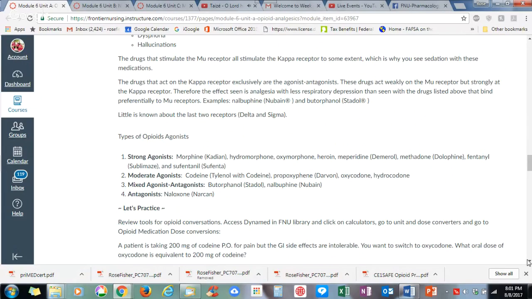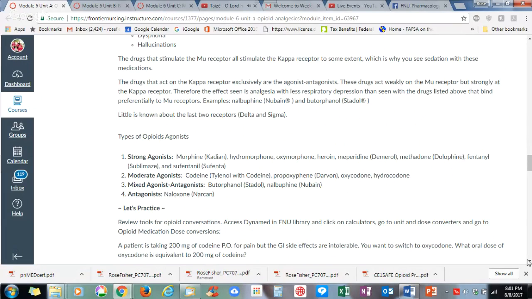These drugs act weakly on the mu receptor, but strongly at the kappa receptor. Therefore, the effect seen is analgesia with less respiratory depression than seen with the drugs listed above that bind preferentially to mu receptors. Examples are nalbuphine, such as Nubain, and butorphanol, such as Stadol. Little is known about the last 2 receptors, delta and sigma.